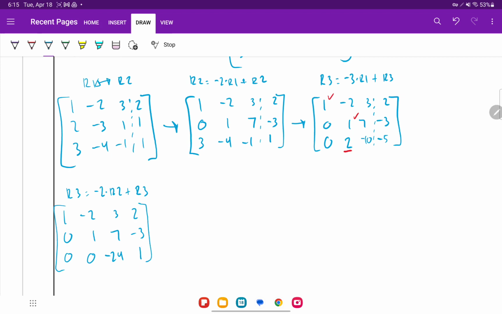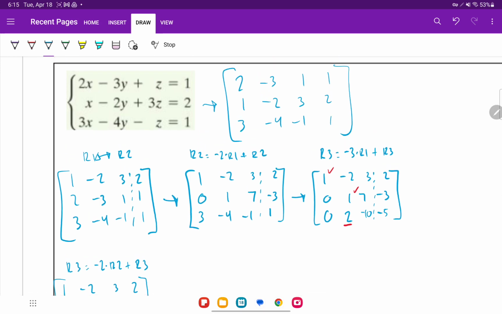Alright, so whenever something like this happens, I need to verify that I did not make a mistake. So let me look through this real quick. Okay, so 2, -3, 1, 1, 1, -2, 3, 2, 3, -4, -1, and 1. Okay. So we interchanged it. 1, -2, 3, 2, 2, -3, 1, 1, 3, -4, -1, 1. Okay. So -2 times row 1. So 1, -2, 3, 2. That'd be -2 plus 2 is 0. 4 minus 3 is 1.